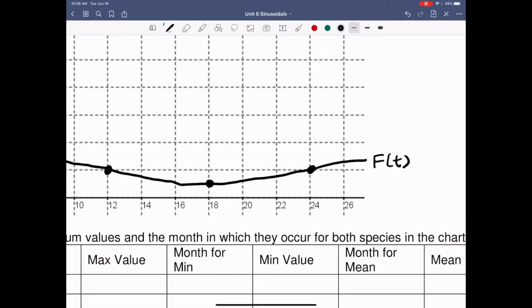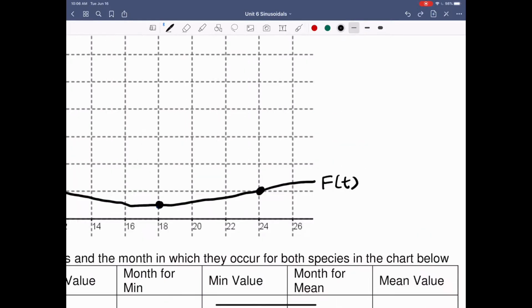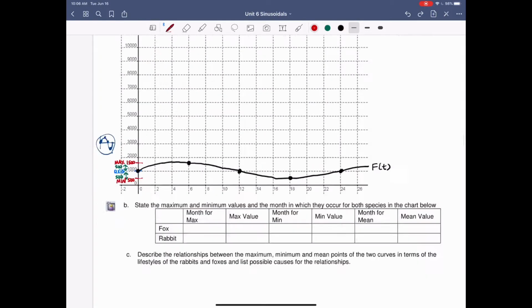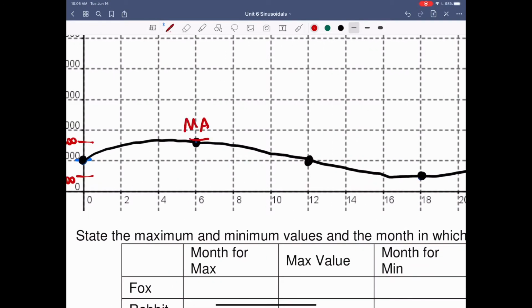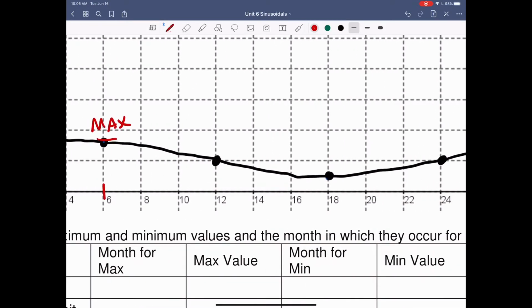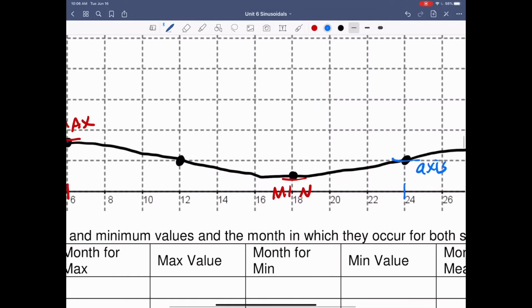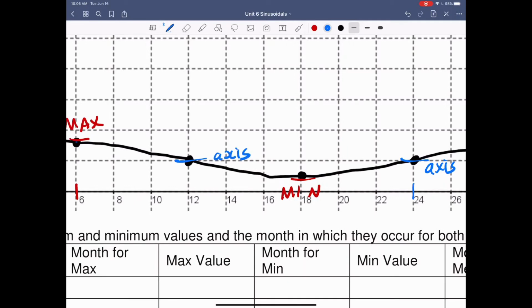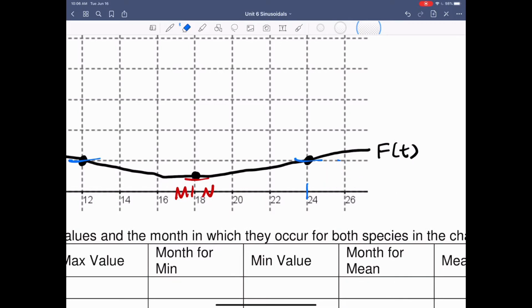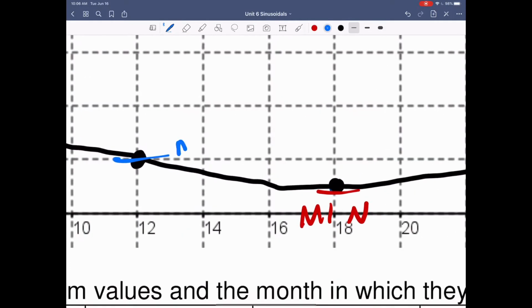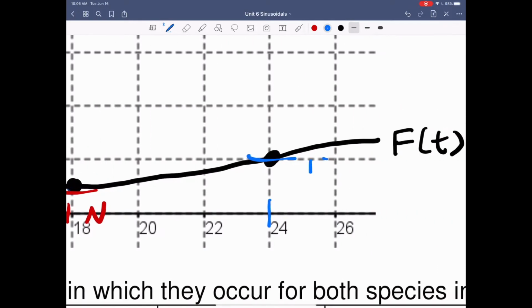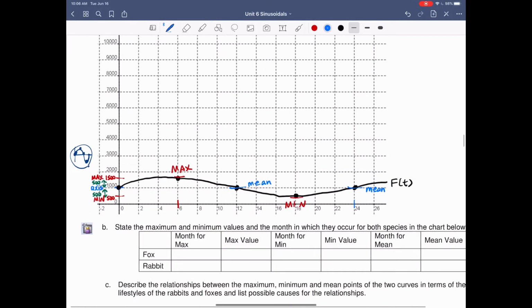So I'm going to name this graph F of T. Okay, so let me interpret what's going on. I'm noticing that this is the max right there at 6. That's the min at 18. What else? Well, that is the axis, so I'm going to do it in light blue. That is the axis occurring at 24. That is the axis or the mean value. Instead of writing axis, because that might mean nothing to us in terms of population, we're going to say that's the mean value, what the average population is, and also right here.